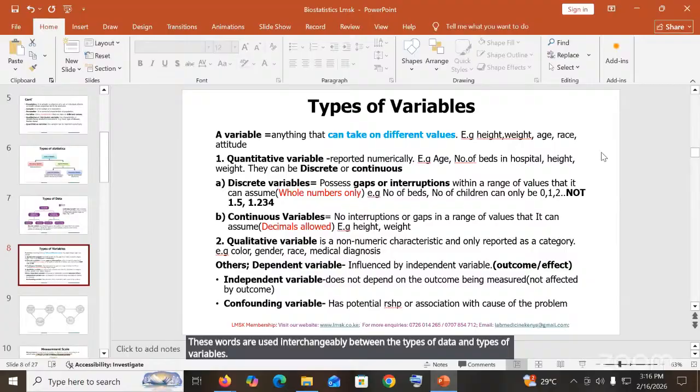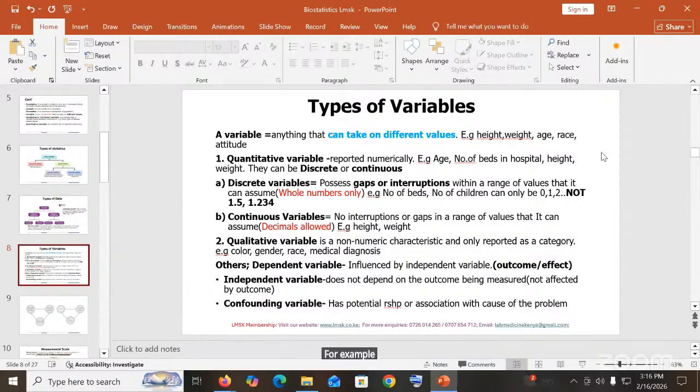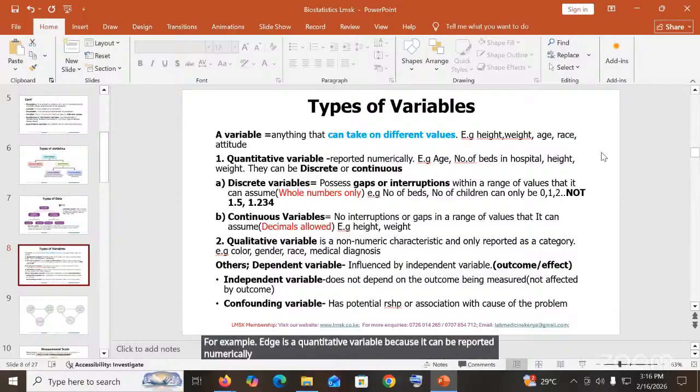Now, for example, under the quantitative variable, I said we can have a discrete variable or a continuous one. The previous one was about data, but here we are classifying it as a discrete variable or continuous variable, which is the same thing. For example, age is a quantitative variable because it can be reported numerically. Number of beds in a hospital, height or weight. But out of that quantitative variable, we can have either a discrete or a continuous variable.